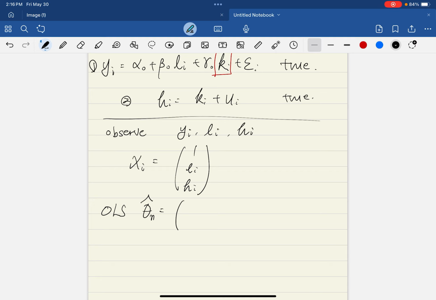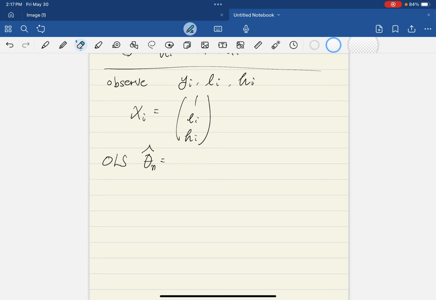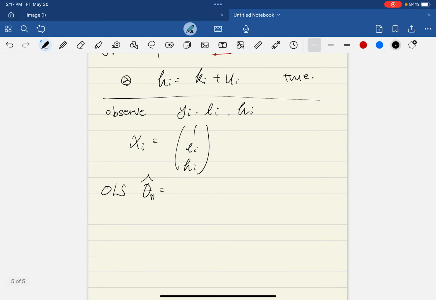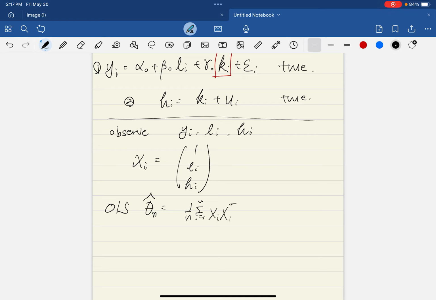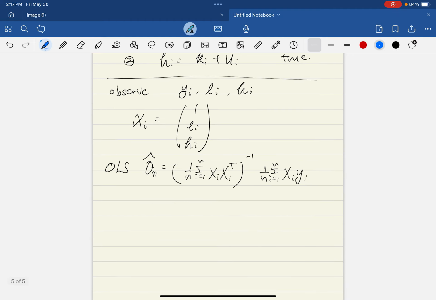You are going to estimate the coefficients in this way: the inverse of the sum of x_i x_i transpose, times the sum of x_i y_i. So we are going to estimate a vector of three coefficients. Remember, it's 3 by 1. This is 3 by 3, and this is 3 by 1 because y is 1 by 1.